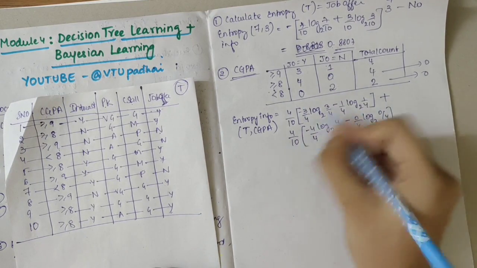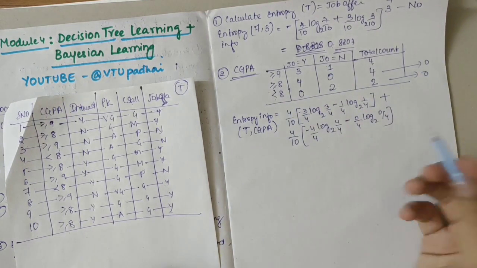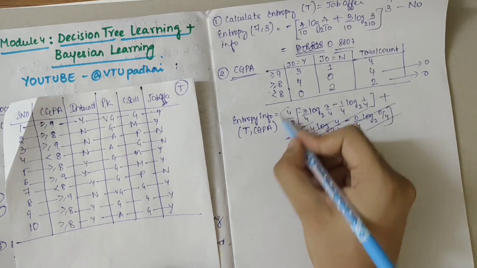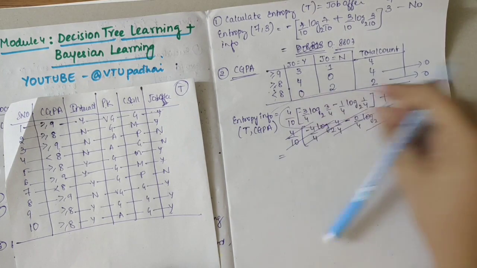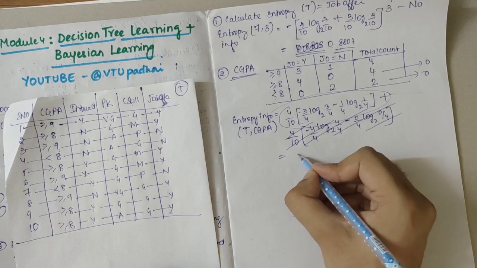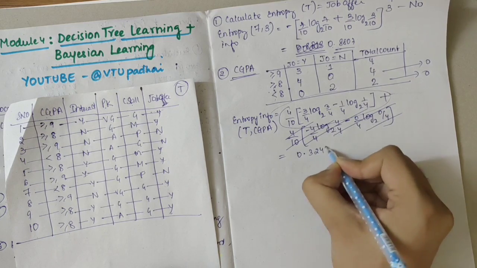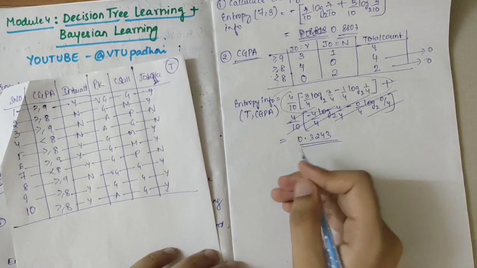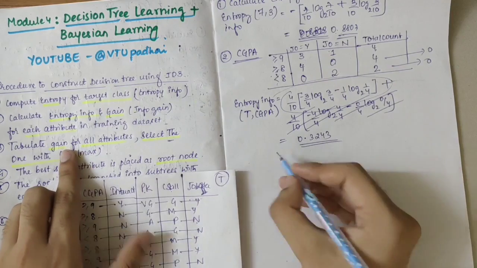I need not write this. So even in this condition, entropy would be 0. So I need to consider entropy of only this. So solving this in the calculator, I would get 0.3243. So once I've obtained this value, my next step is to calculate the gain.